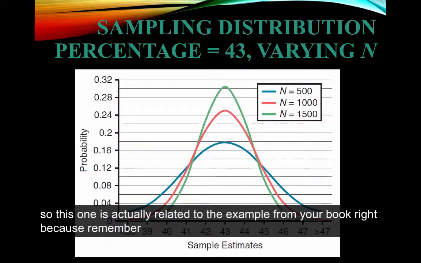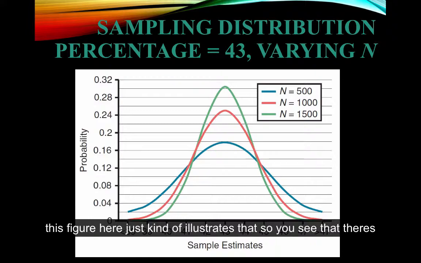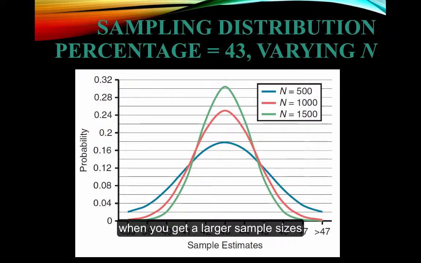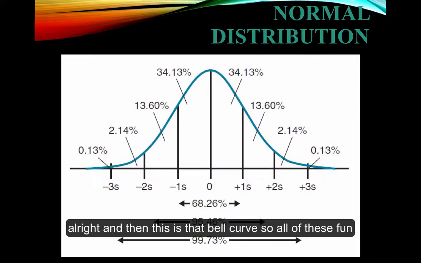So this one is actually related to the example from your book, right? Because remember, the most fundamental principle to this whole thing is that your standard error decreases as the sample size increases. So this figure here just kind of illustrates that. You see that there's more clustering in the same area, there's less variation when you get a larger sample size. All right, and then this is that bell curve, right?